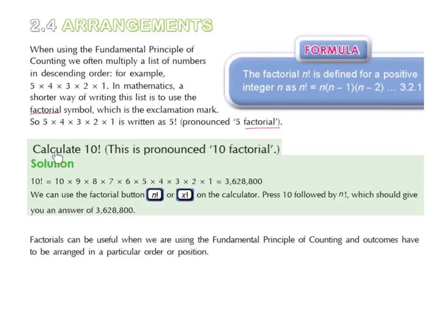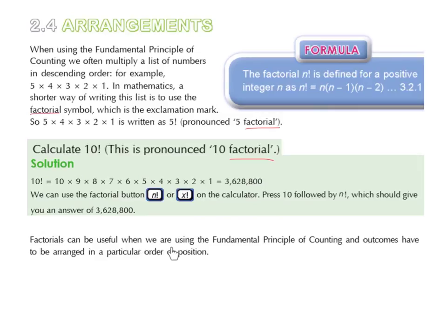Here's an example. Calculate 10!. This is pronounced 10 factorial. So 10 factorial is 10 multiplied by 9 multiplied by 8 multiplied by 7 multiplied by 6 multiplied by 5 multiplied by 4 multiplied by 3 multiplied by 2 multiplied by 1, which is 3,628,800. We can use the factorial button, n factorial or x factorial, on the calculator. Press 10 followed by the button, either n factorial or x factorial, which should give you an answer of 3,628,800.